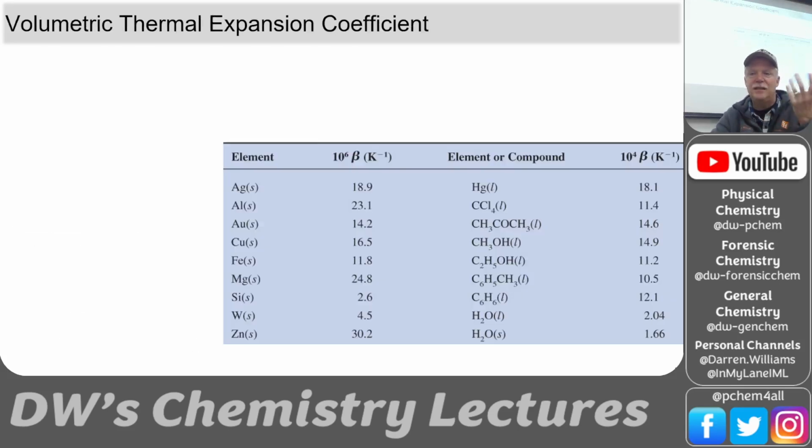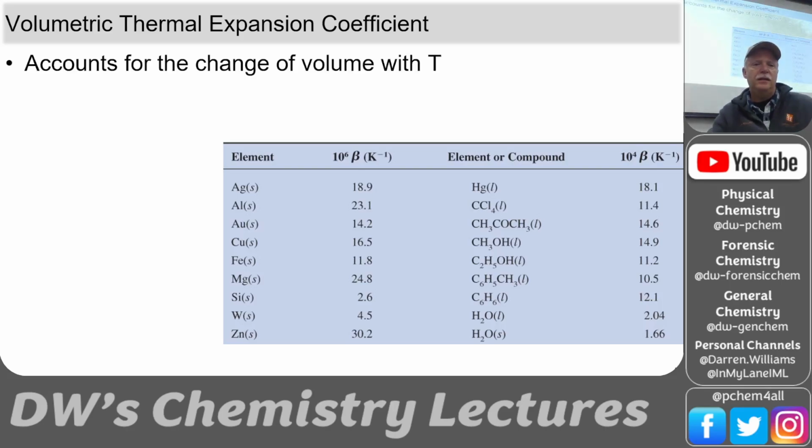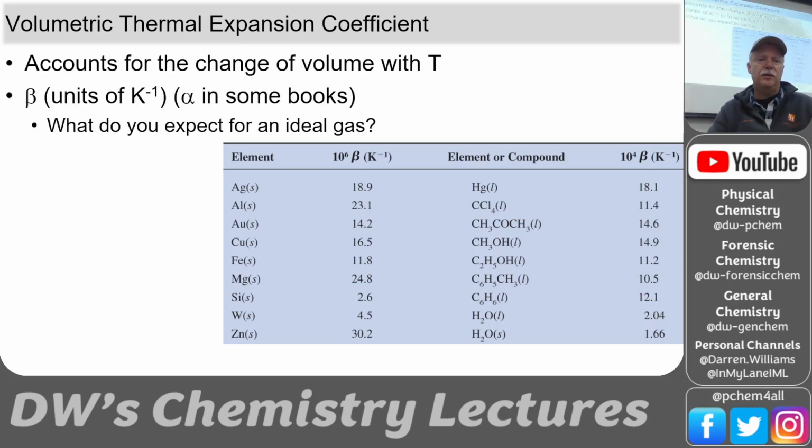So let's look at these in their practical values, what we have in tables. This volumetric thermal expansion coefficient accounts for the volume change with temperature. In our book the constant is called beta. Some books call it alpha, but this isn't the kT to the -1 beta. It's a different beta. Sorry, there are only so many characters or variables that you can use.